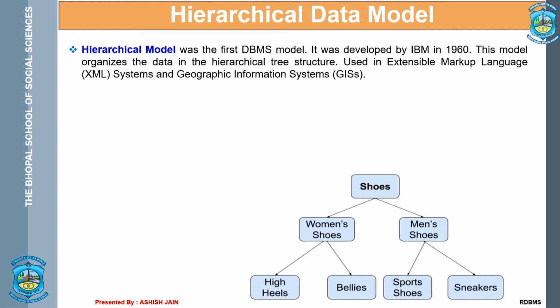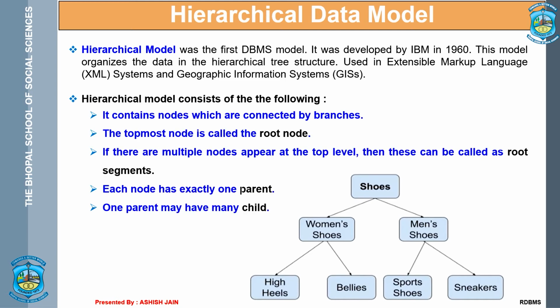A hierarchical model is the first DBMS model, and it was developed by IBM in 1968. This model organizes the data as a hierarchical tree structure, and it is still used nowadays in extensible markup language such as XML, and Geographic Information Systems or GISs. It contains nodes which are connected by branches. Each of these is known as a node, and these links that connect two nodes together are called branches.